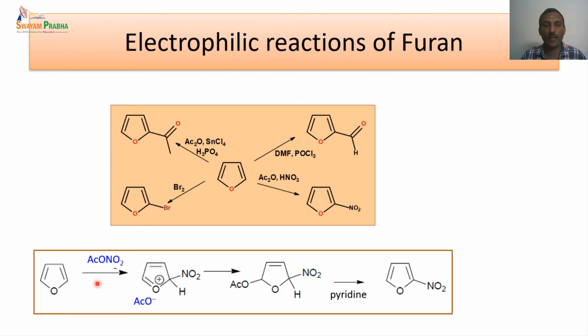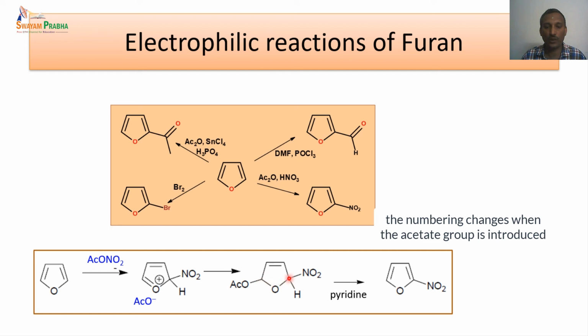And if you look at the mechanism for the nitration reaction, the furan, when treated with acetic anhydride and nitric acid, gives this particular reactive intermediate. So this is having the nitronium ion. The nitronium ion is the electrophile which adds to the furan ring. So this adds to the second position, and this leads to realignment of the double bonds, and acetate is also added to the second position as well.